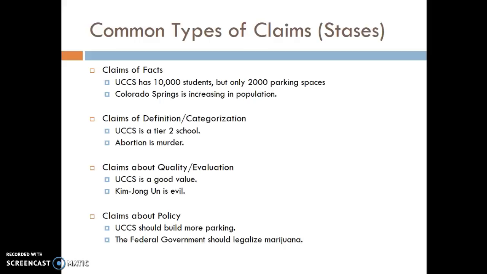Claims about policy, which tend to be the most complex, which is things that people or groups should do, right? So you can usually identify these by that word should. UCCS should build more parking. The federal government should legalize marijuana. Often these claims don't exist in isolation, so usually we start from facts and build upwards, so that claims of policy often involve the previous claims within them as well.